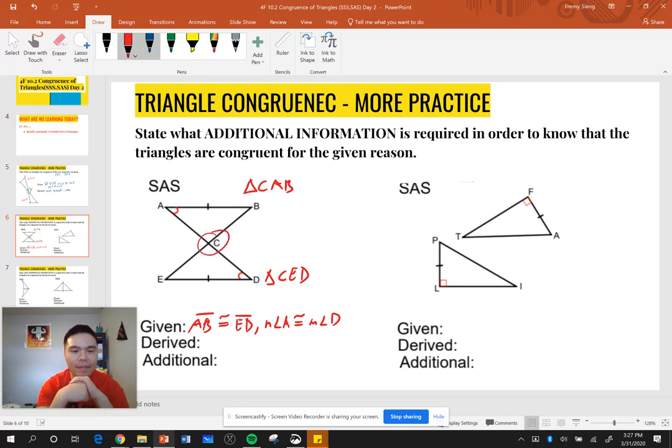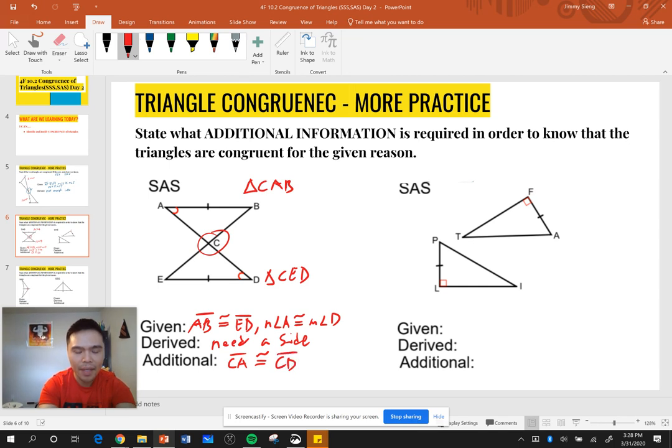this angle C is, again, vertical angles, but I'm trying to prove side angle side, okay? So I can derive that I need a side. In addition, to make this true, it looks like for side angle side I need CA to be congruent to CD. Once CA is congruent to CD, then you'll have side angle side, okay?